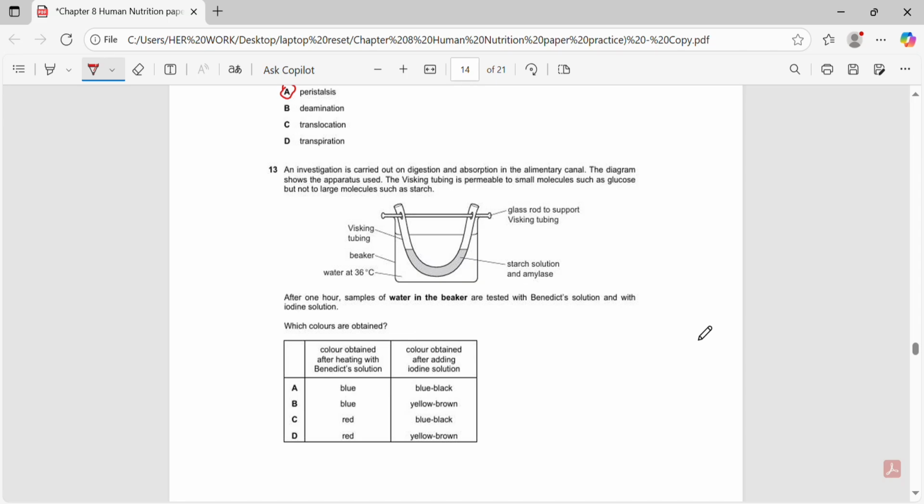In this experiment, amylase breaks down starch into glucose, which diffuses through the biscuit tubing. The Benedict's test detects glucose and turns red. The iodine test outside stays yellow-brown, showing no starch present. And the answer for this is D. Red with Benedict's and yellow-brown with iodine.